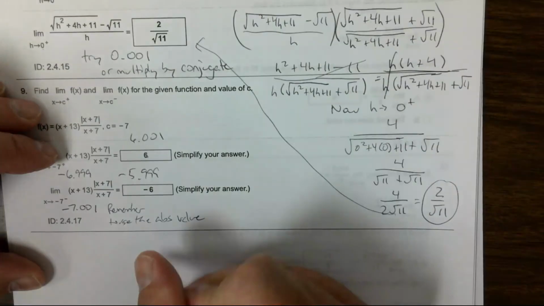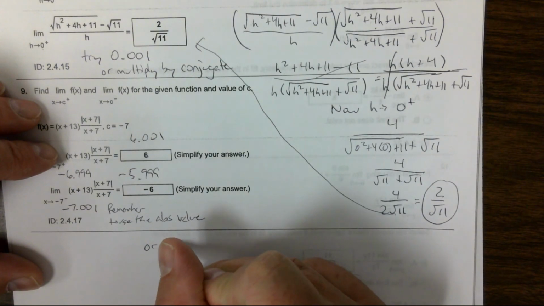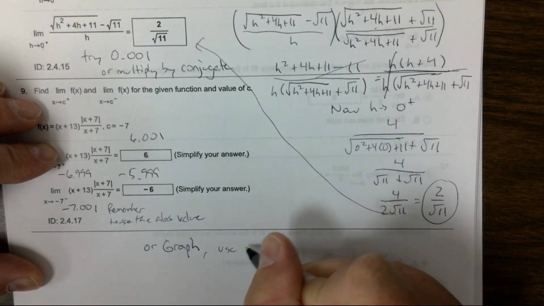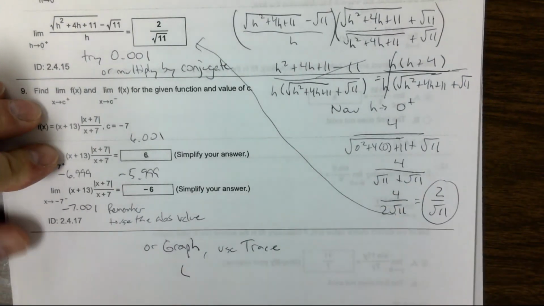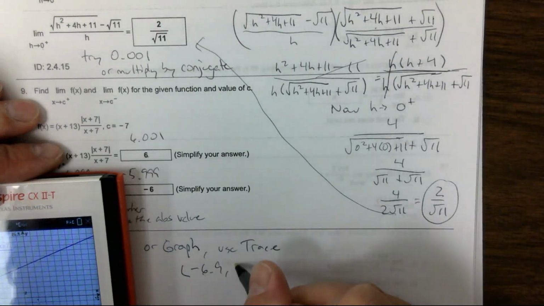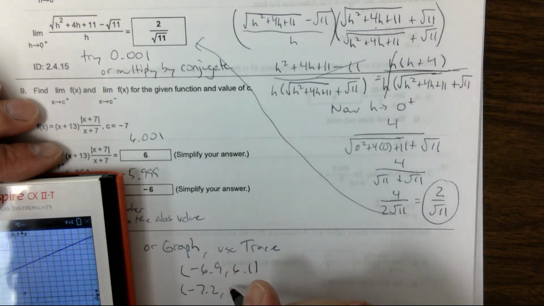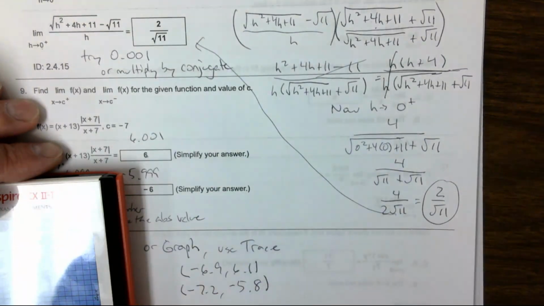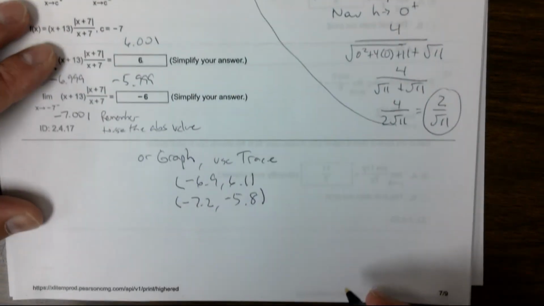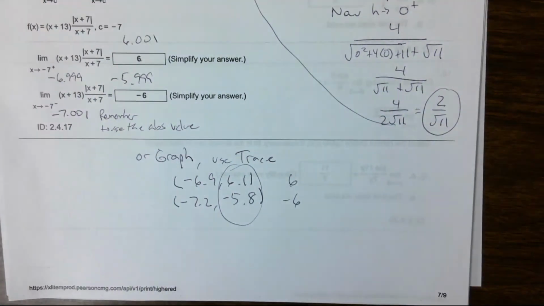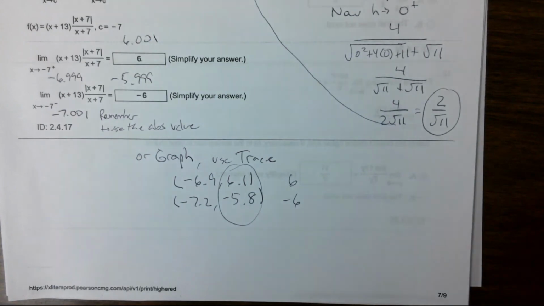So the other way, like I said, was to graph and use trace. And on one end, I got negative 6.9 comma 6.1. And on the other end, I got negative 7.2 comma negative 5.8. And so what we're looking for in that case is the y values. And so we call that 6 and we call that negative 6. So there's two approaches. Now I have to cut this short because I have to go to cafeteria duty. I hope you'll have a good day.